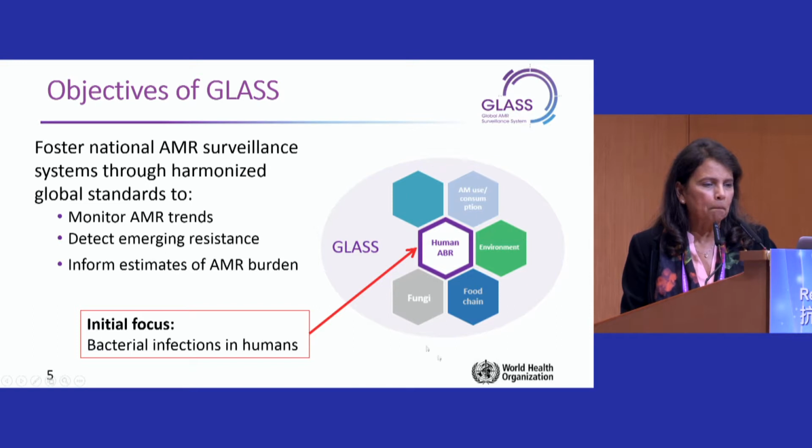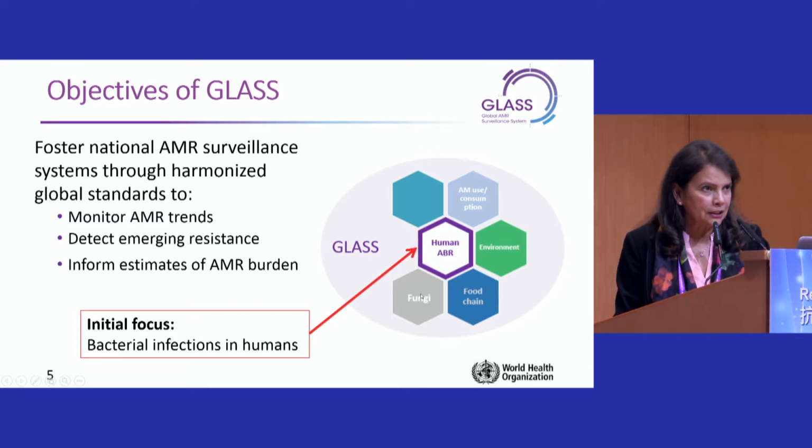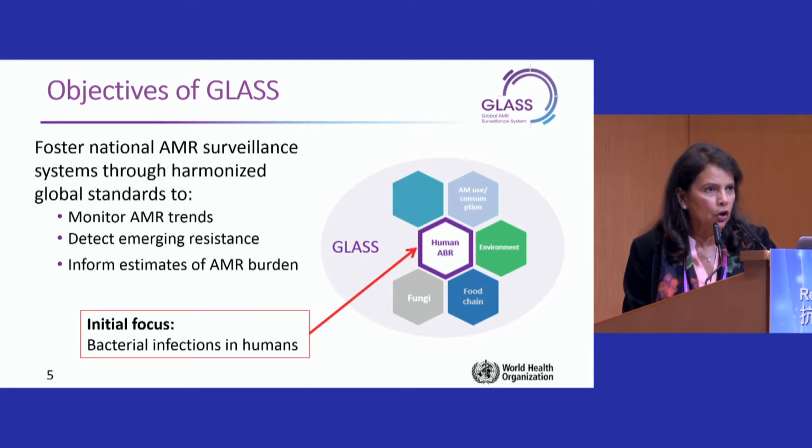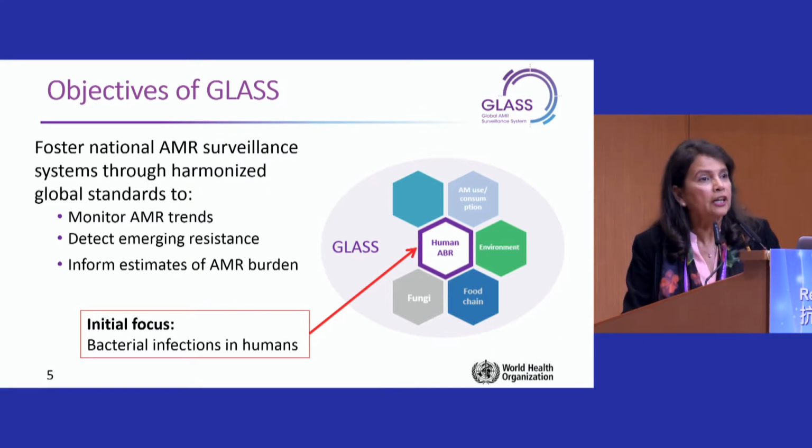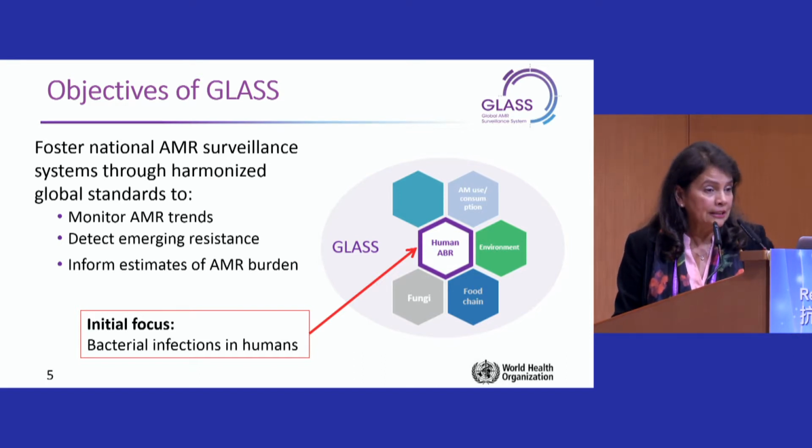You can see in this illustration that we have several hexagons talking about different types of AMR-related data. It's true that GLASS, as the starting point, has focused on human antibacterial resistance. But we do acknowledge other very important types of data, including the drivers of AMR and bacterial resistance in humans, such as antimicrobial consumption and use, what is happening in the environment, what is happening in the food chain, and even other types of AMR, such as AMR in fungi. We are also increasingly seeing untreatable infections. So we need to start expanding little by little. But as an initial step, we focused on bacterial infections in humans.